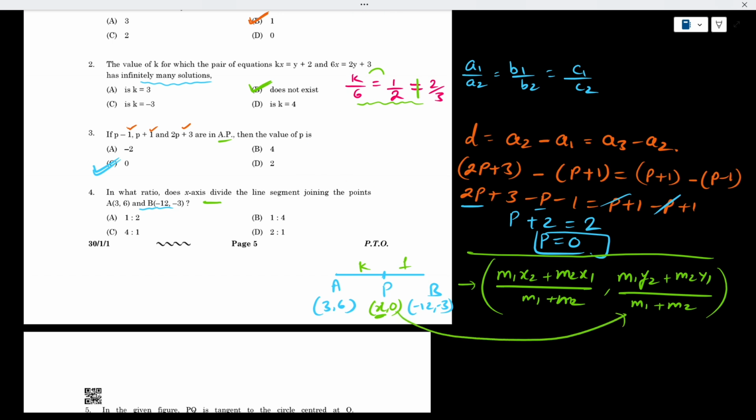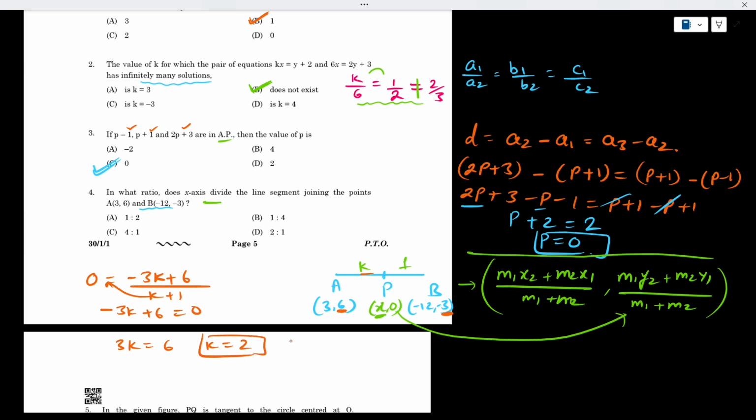So just take directly here, 0 will be equal to, here if I take it, I will take only the y coordinates. So m1 y2 will become minus 3k plus 6 by k plus 1. Now this will go to that side, so it will be minus 3k plus 6 is equal to 0, or 3k equals 6. So k value will be 2, right?